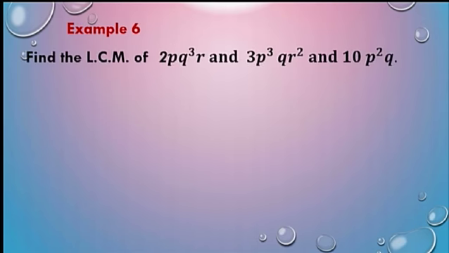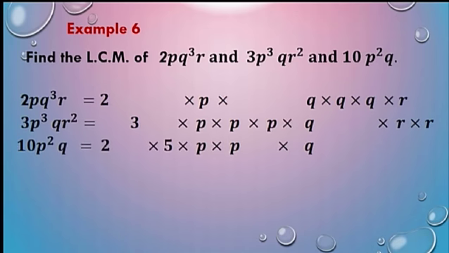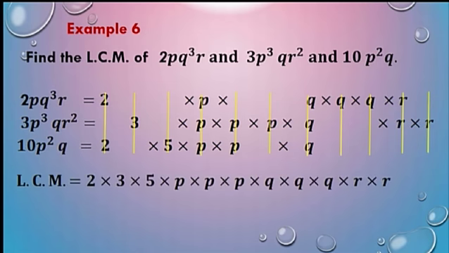One last example. Here we have 3 different terms, and as you can see, the terms contain integer values and algebraic terms. Can you tell me which method we are using here? Yes, it is expanded form. So we take one element from each column to have the LCM as 2 times 3 times 5 times p times p times p times q times q times q times r times r. So the answer is 30p to the power of 3 q power 3 r squared.